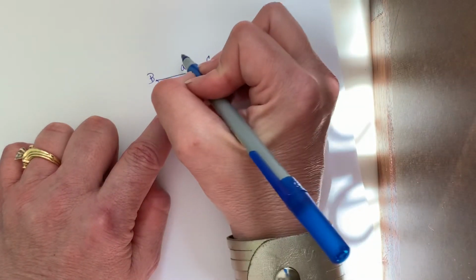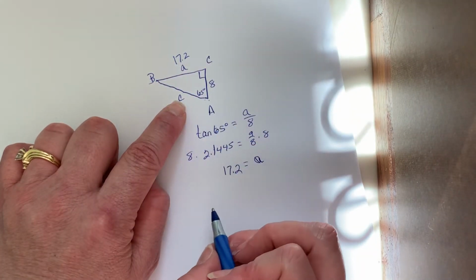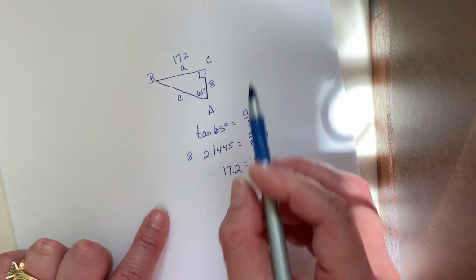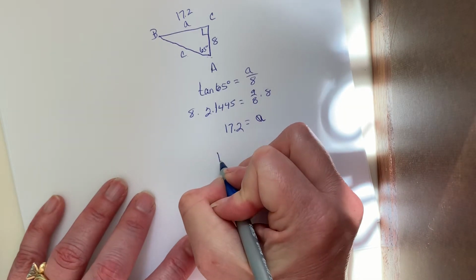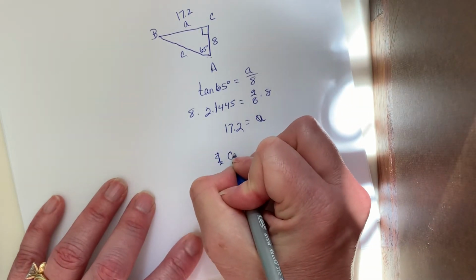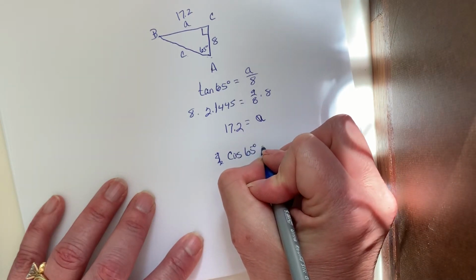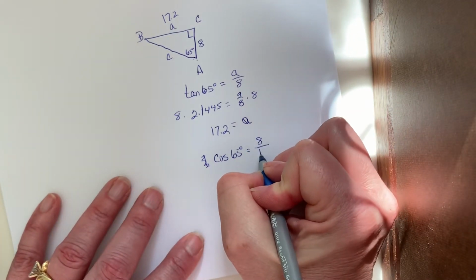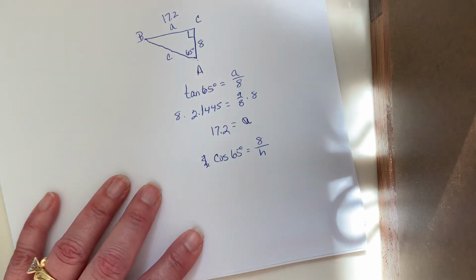All right. Now, for the next problem, it wants us to find C. Okay, so we now know that this is 17.2 and this is 8. This time we're going to work with adjacent over hypotenuse. So in order to do this problem, we do adjacent over hypotenuse is cosine. I almost wrote tangent again. So cosine of 65 degrees equals adjacent over hypotenuse.